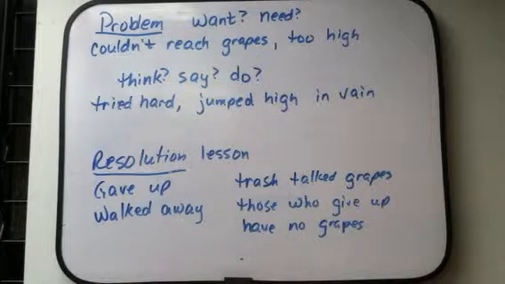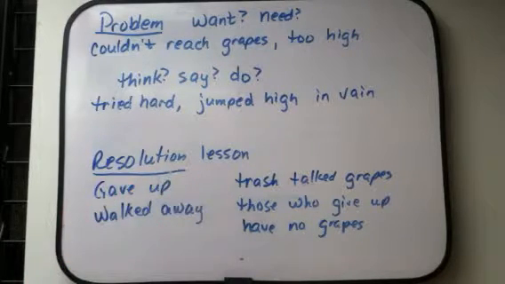Okay, so now what is the problem? What problem did the fox have? What was his need or his want? Well, the problem was that he was hungry and that he couldn't reach the grapes because they were too high. So what did he think and say and do? Well, he thought about them being so high, and well, he tried to get them. He jumped very high, but it was all in vain. So what he thought was that he was just going to give up.